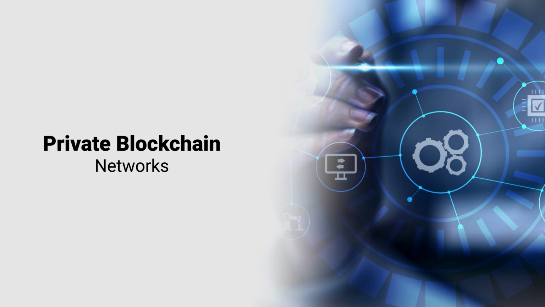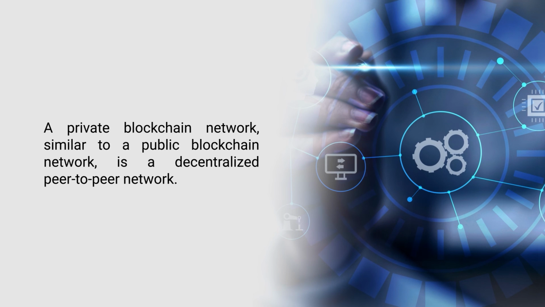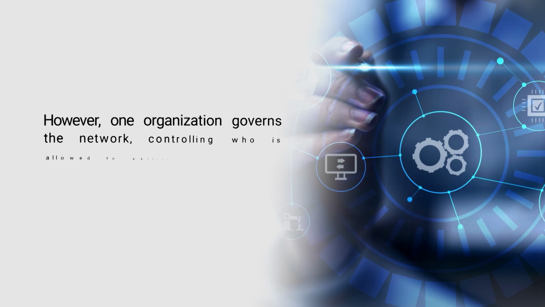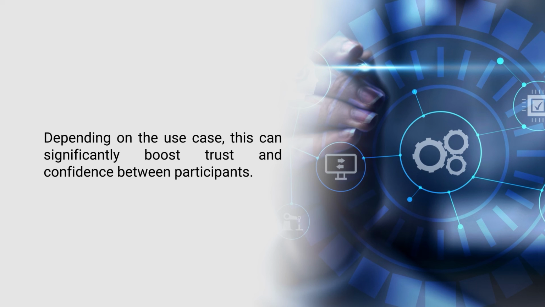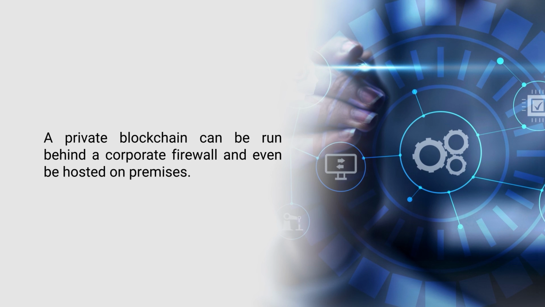Then comes the second type of blockchain network, the private blockchain network. A private blockchain network, similar to a public blockchain network, is a decentralized peer-to-peer network. However, one organization governs the network, controlling who is allowed to participate, executing a consensus protocol, and maintaining the shared ledger. Depending on the use case, this can significantly boost trust and confidence between the participants. A private blockchain can be run behind a corporate firewall and even be hosted on premises.